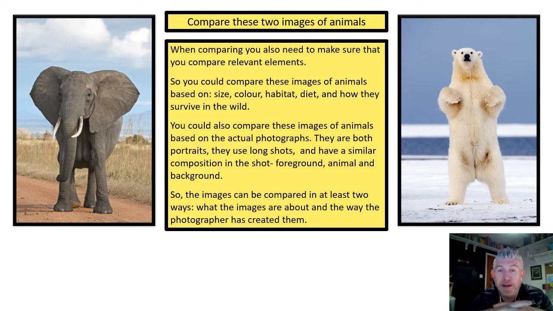You could also compare these animals based on the actual photographs that have been taken of them. For example, both these images, these photographs, are portraits. They use long shots. They've got a similar kind of composition in the shots. So we've got a foreground, we've got the animal themselves, and then the background. So what I'm trying to draw your attention to is that these images can be compared in at least two ways. First is what the images are actually about, elephant or polar bear. And the second is the way in which the photographer has created the photographs.